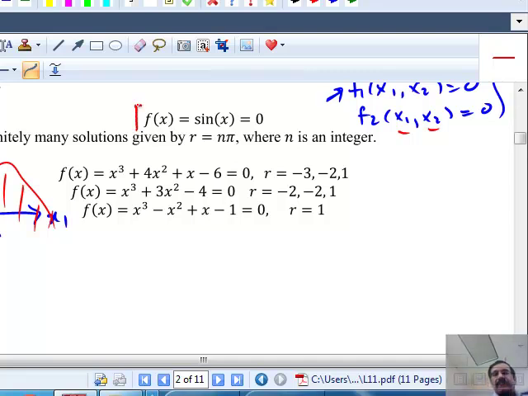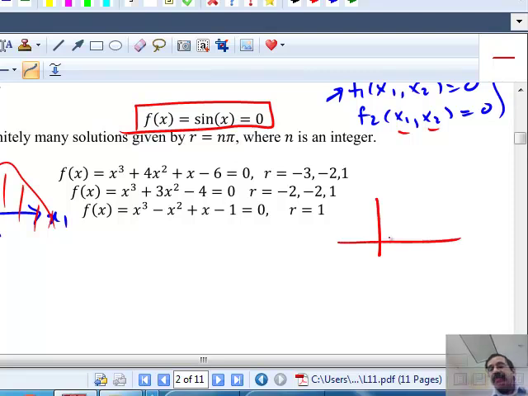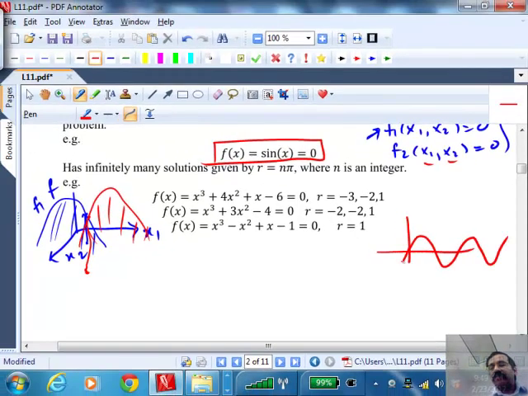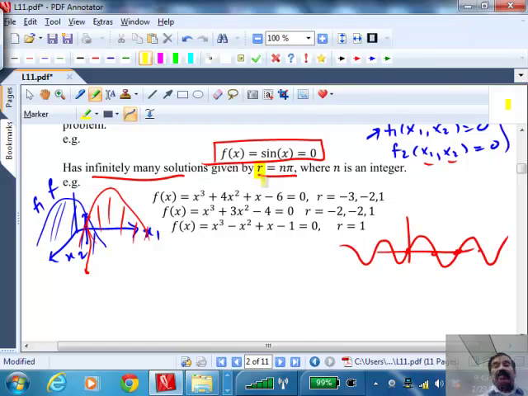Okay, let's take this equation, f of x equals sine of x, which is equal to zero. And I ask you the solution. How many solutions are there? Infinitely many. Because if you plot that curve, you're going to get something like this. It just goes on both sides. So every one of these is going to be a solution where the function is equal to zero. In fact, we know exactly where they are, at r equal to n pi. So r is what we call the root. Root is that value of x where the function is equal to zero. Most often you have a finite number of roots, but there are equations like this where you have infinitely many values that will satisfy that equation.